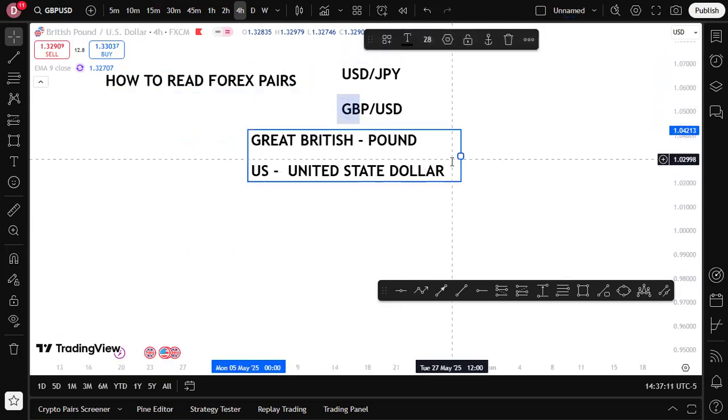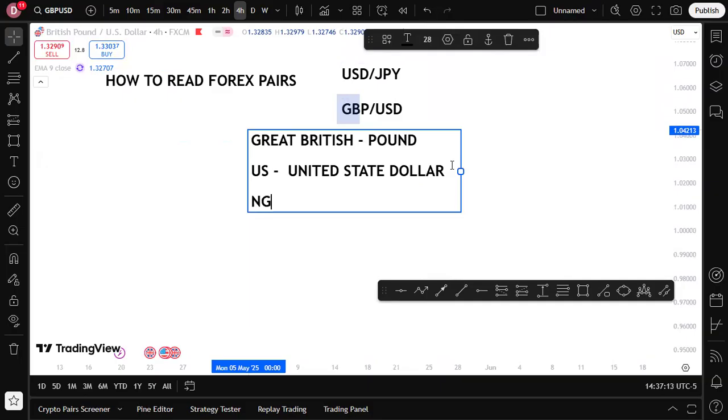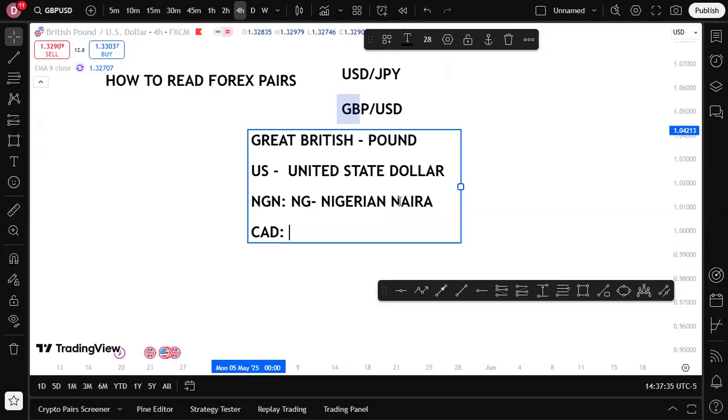Another example, let's use Nigeria. So NGN, where NG is the name of the country, which is Nigeria, while the third letter, the last N, is the Naira. So we're using the Nigerian Naira. Let's use CAD. The CA means Canada, and what they use in their country is the dollar. So that's the Canadian dollar. I hope you understand this.